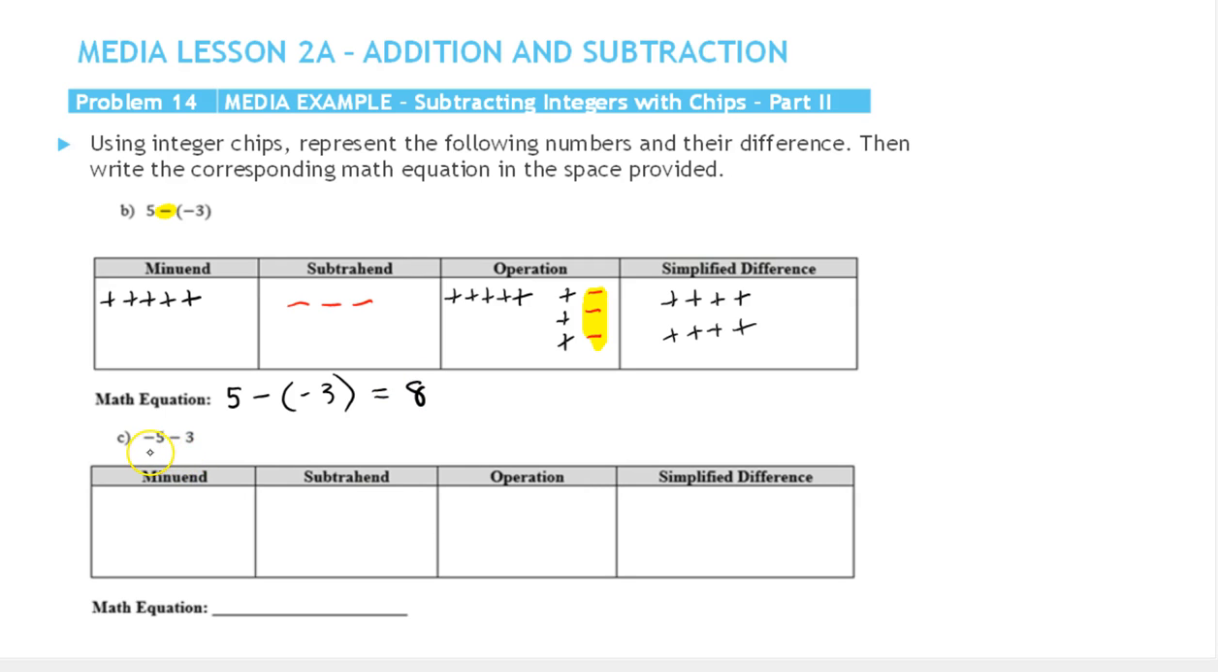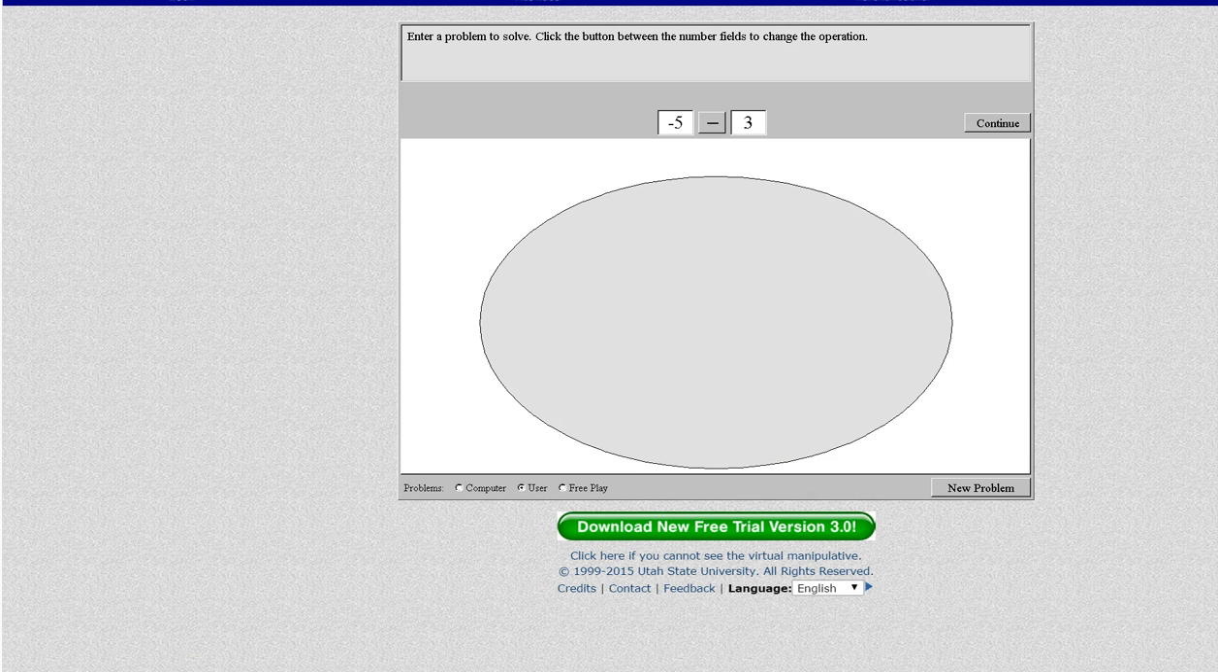So this is negative 5 minus 3. So notice this is a subtraction symbol. The 3 is positive and the 5 is negative. So let's start setting this up. We have 1, 2, 3, 4, 5 negative chips, and we want to take away 3 positive chips. And again, there's not going to be any positive chips to take away, so we're going to have to add chip pairs. So let's go to the website to set this up.